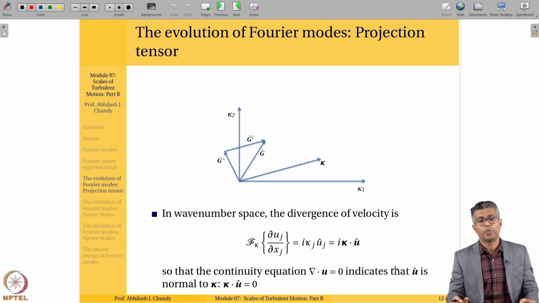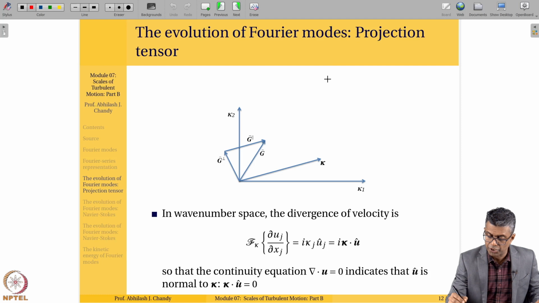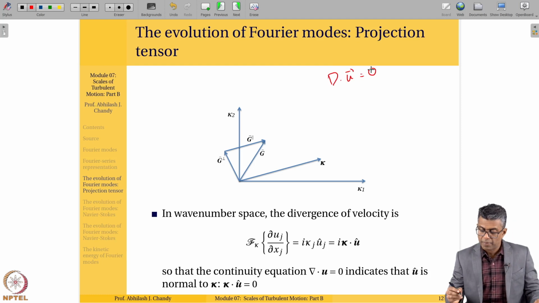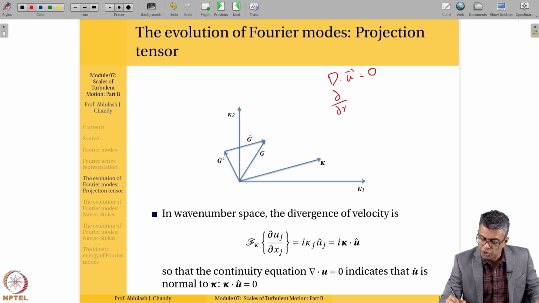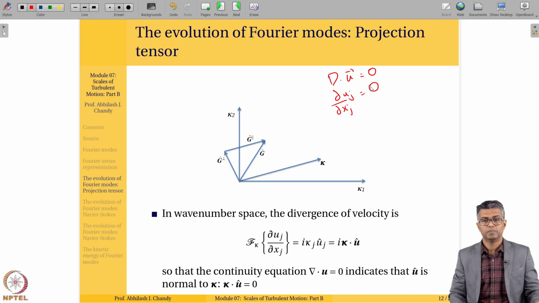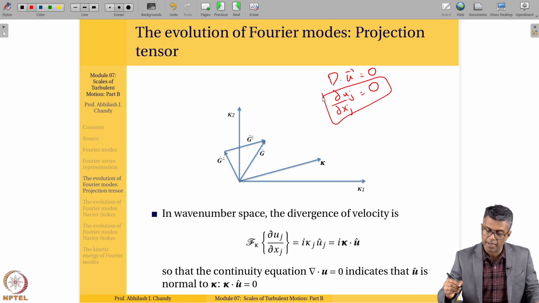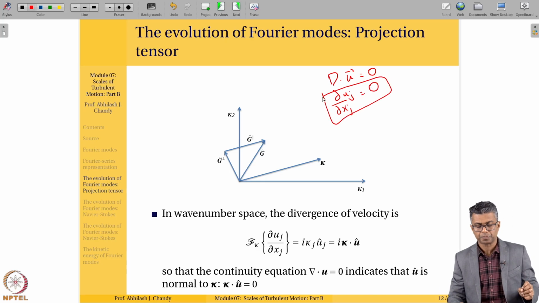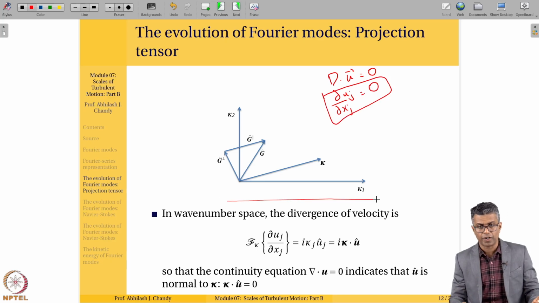Okay, so we will start with the continuity equation, and according to the continuity equation, I have del dot u is equal to 0. So that means del uj by del xj is equal to 0. This is the continuity equation in index notation. I'll explain what this figure is in a bit, but let's start. We are starting with the continuity equation, and so divergence of velocity is 0, isn't it? So I have the Fourier transform of del uj by del xj.